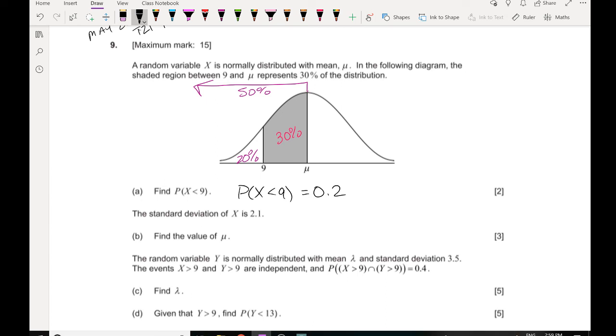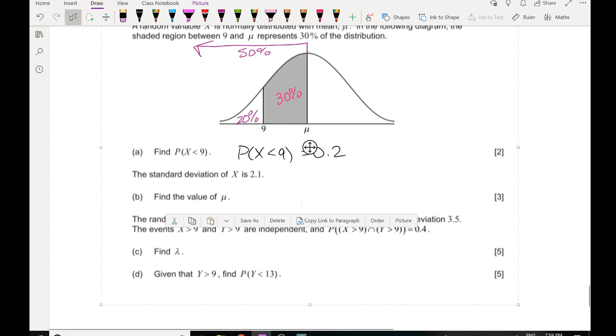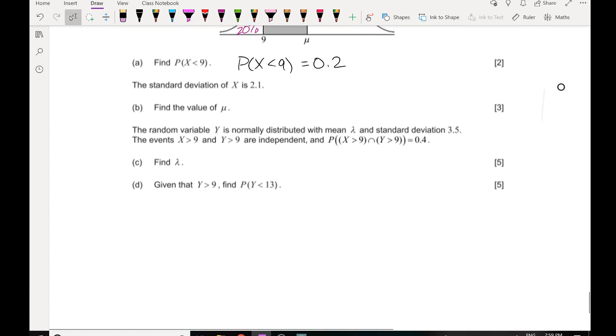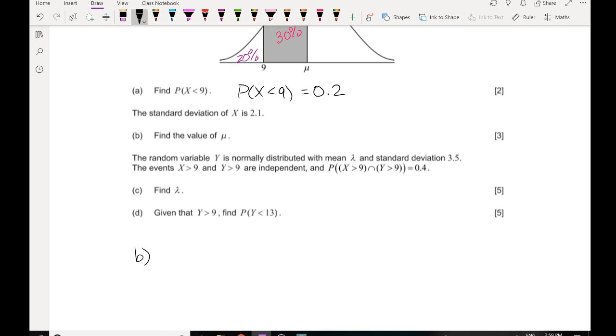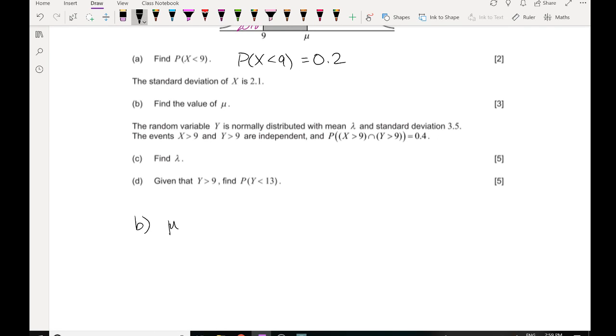They say the standard deviation is 2.1. And then they say find the value of mu. So that is maybe a little bit trickier, possibly. You do have a calculator on this question, which is important to note. And so if you look at what it is that we know so far, you don't know that mu is equal to anything. That's what we're looking for. You know that the standard deviation is 2.1. And we know that the probability that x is less than 9 is 0.2.